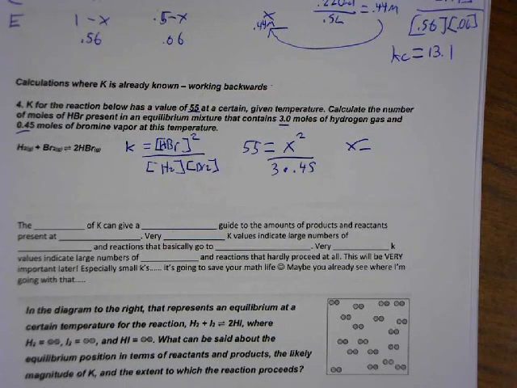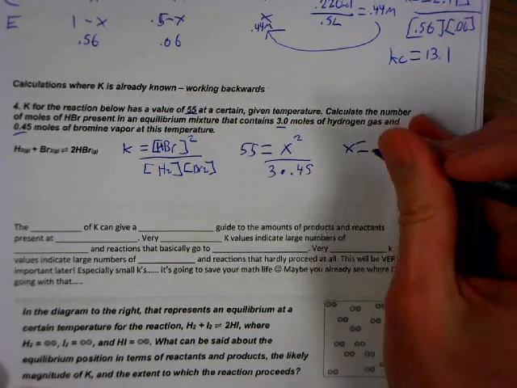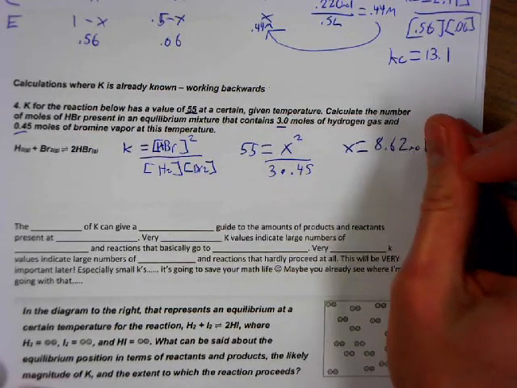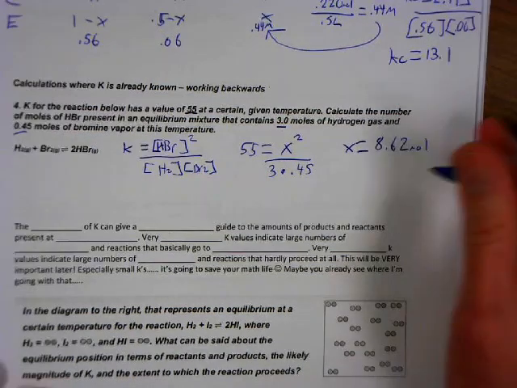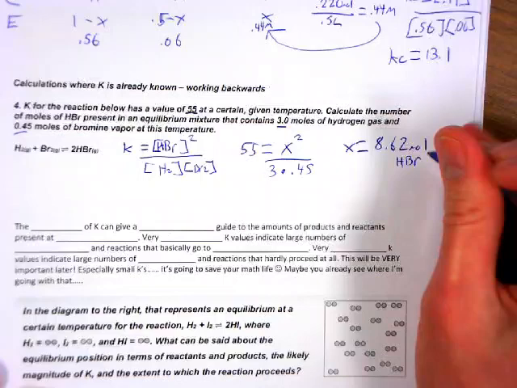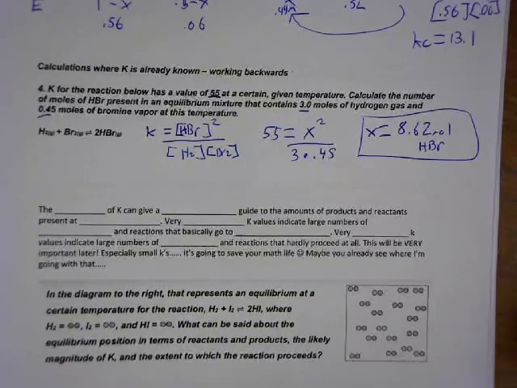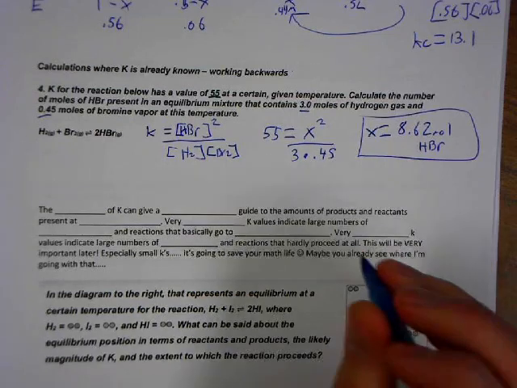This next picture did not print very well, so we're going to have to do some labeling. I had 8.62 moles. If it's sig digs, it'd be 8.6, but we'll just do 8.62 moles of HBr. So you can work backwards to an individual number of moles or concentration as well.